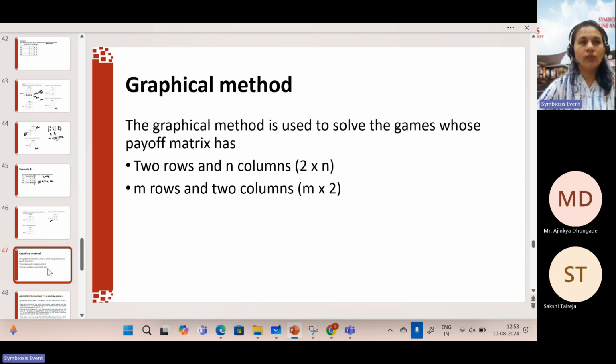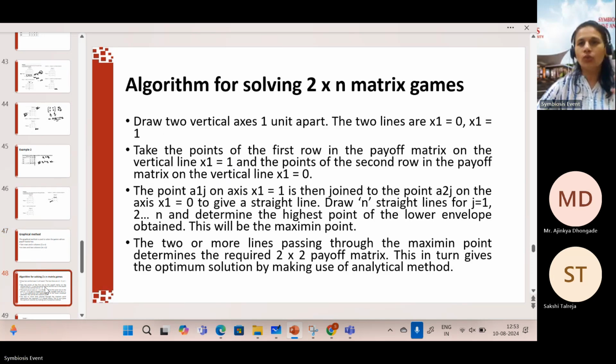where after the dominance, make sure you are receiving your payoffs in the form of 2 rows and n columns or m rows and 2 columns. So how to adopt this 2 cross n matrix? Let's begin with the first one. When it is 2 cross n matrix, what is the meaning of 2 cross? I'm having only two strategies followed by player A, A1 and A2. 2 rows are there. But against that, the player B is adopting multiple strategies. It could be B1, B2, B3, and up to Bn, right?